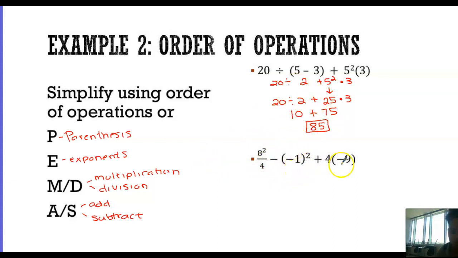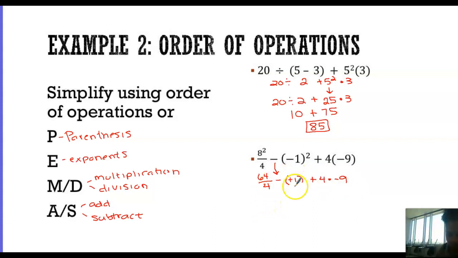Let's look at the next one. I'm going to start with parentheses. I don't actually have any operations happening in the parentheses. So the next thing I'm going to do is exponent. I noticed that there's a couple of exponents here. On the top of this fraction, I have 8 squared, which is 8 times 8, 64, over 4. Minus (-1) squared. -1 times -1 is +1. But notice that negative right there comes from the negative that's already involved. Plus 4 times -9.